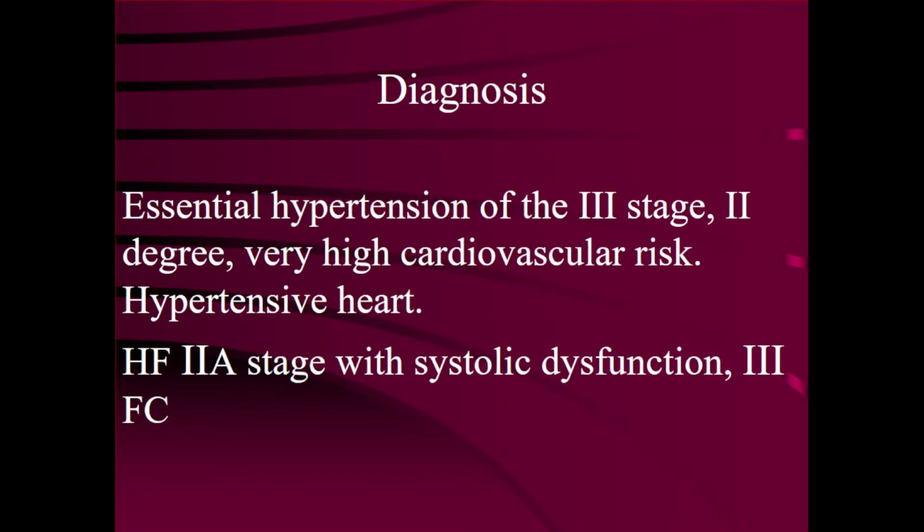And how to make a diagnosis. You can see one example of diagnosis. The patient has been suffering from essential hypertension. Of course, if you live in Russia or Ukraine, you should write hypertonic disease. Abroad, this disease is named essential hypertension. Essential hypertension, third stage, second degree, very high cardiovascular risk, hypertensive heart failure, chronic heart failure, second stage with systolic dysfunction, and the third functional class.